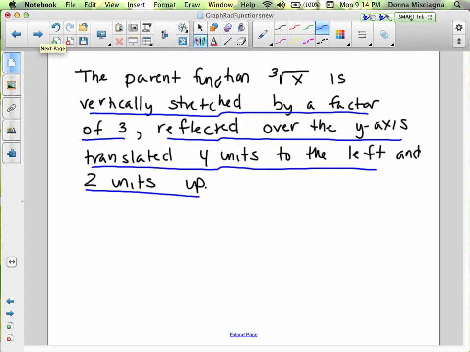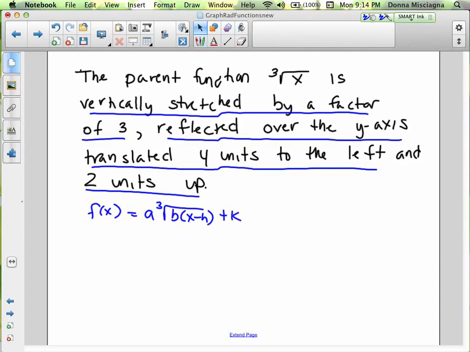All right, so remember our format. I'll just call it f of x. I guess I'll call it h of x. Call it anything you want. I didn't specify. f of x equals a times the cube root now, of b times, don't forget your parentheses, x minus h, and then plus k. All right, so let's identify everything. We have a, b, h, k.